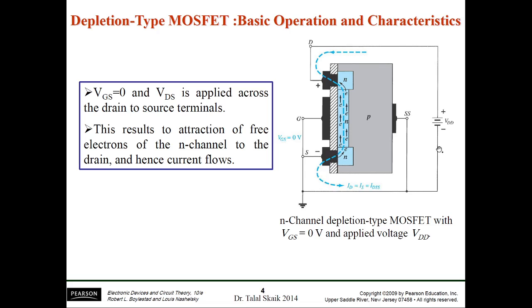So whatever current is flowing through this totally depends upon how much voltage you are giving at this terminal. If you are applying more voltage, a greater number of electrons will flow, which will cause more current to flow. So this is nothing but the basic operation of the depletion MOSFET, N channel MOSFET, when VGS is zero.